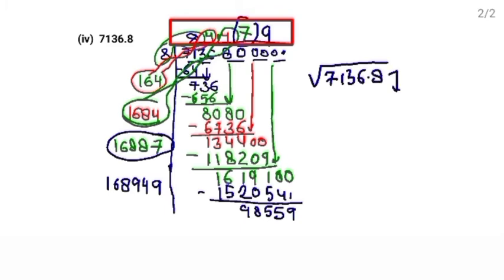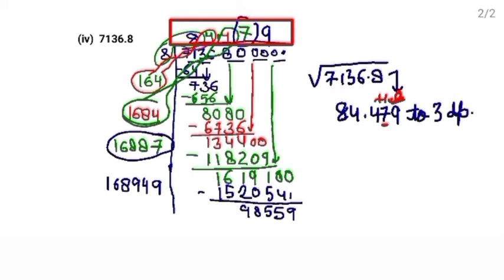7136.8 is 84.479. This is to 3 decimal places. But in the question they ask for the answer to 2 decimal places, right? So round off at this place, check the right digit, which is 9, which is greater than 5. So we will add 1 to the 7 and this 9 will be replaced by 0.